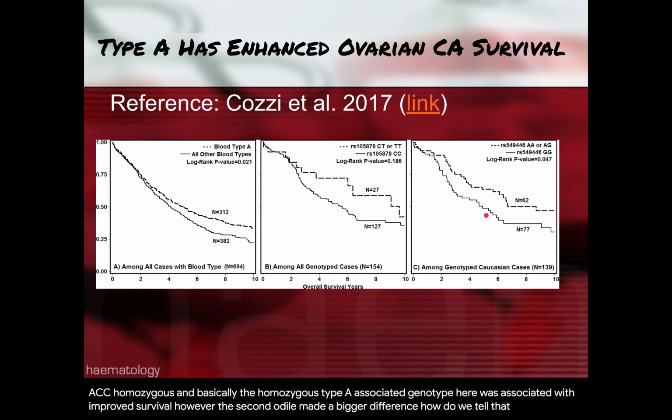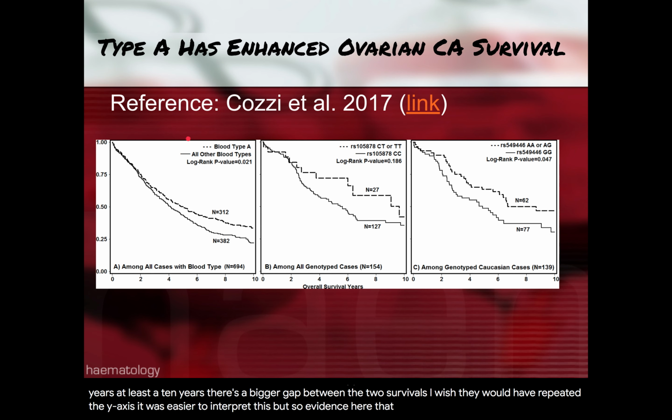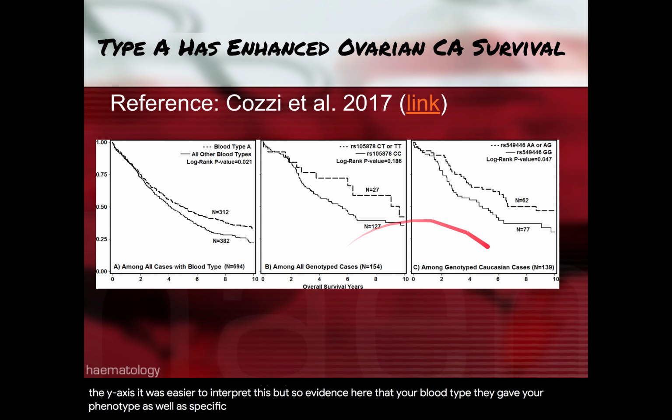How do we tell that? Well, at 10 years at least. At 10 years, there's a bigger gap between the two survivals. I wish they would have repeated the y-axis so it was easier to interpret this, but anyway. So evidence here that your blood type, aka your phenotype, as well as specific genotypes, predicts how well somebody will survive from ovarian cancer.